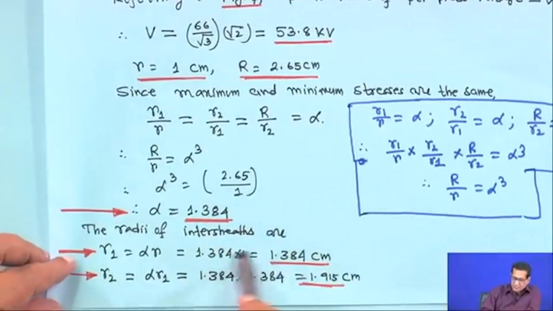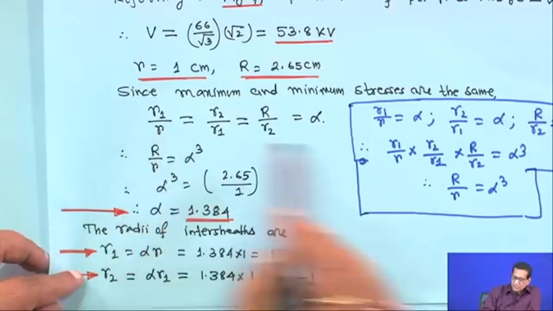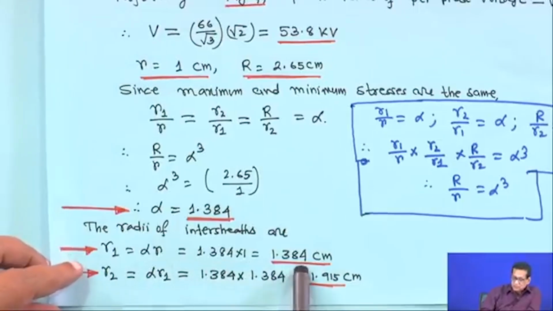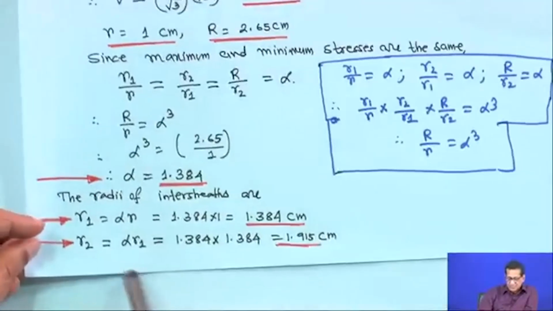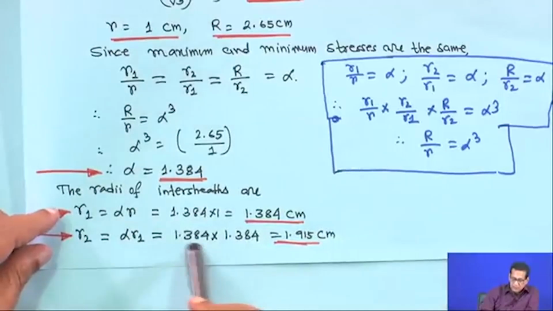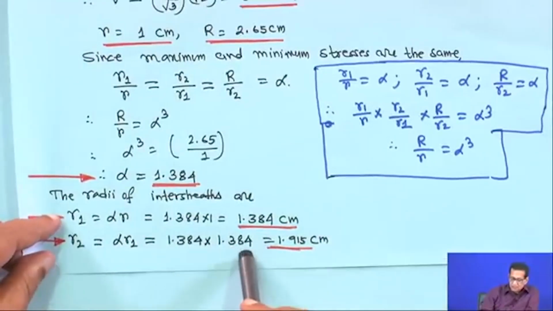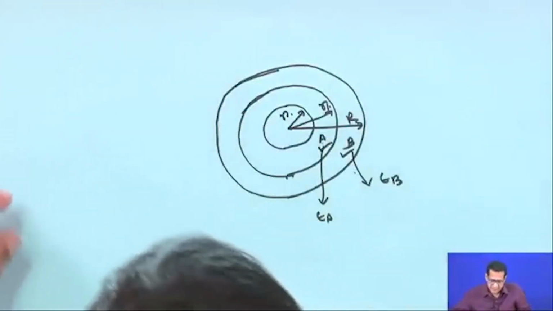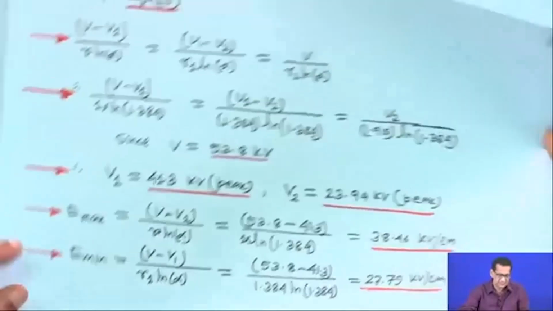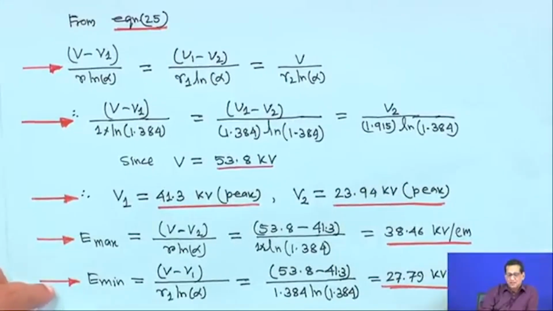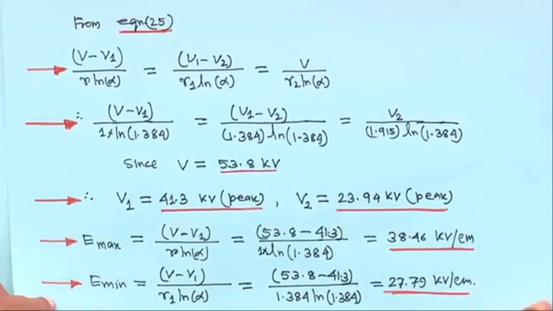So, the radii of intersheath: r1 is equal to, from this formula, alpha r. So, alpha is 1.384, r is 1, so 1.384 into 1 is equal to 1.384 centimeter. Similarly, r2 is equal to alpha r1. Alpha is 1.384, r1 is also 1.384, so it will be 1.915 centimeter. In the calculations, if you find any error or any mistake, any calculation error, please let me know.